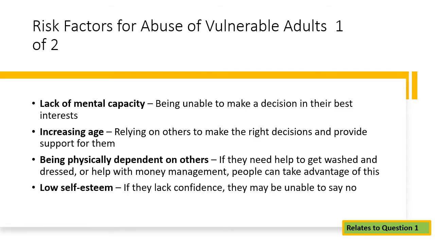So we're now going to look at risk factors for abuse of vulnerable adults, and this is the first of 2 slides that's going to look at that. So the first one is the lack of mental capacity, so being unable to make a decision in their best interests. Increasing age, so someone relying on others to make the right decisions to provide support for them. Being physically dependent on others. So if somebody needs help to get washed and dressed or help with money management, people can take advantage of this. Low self-esteem, so if somebody lacks confidence, they may be unable to say no.